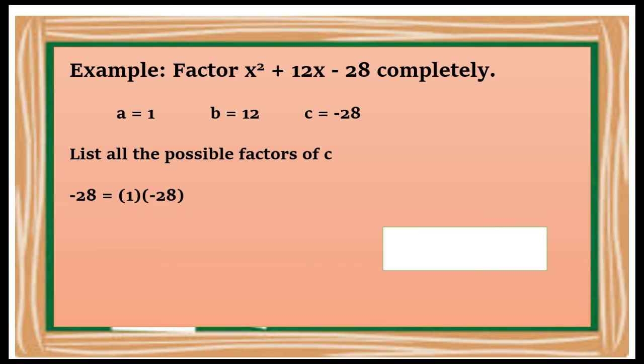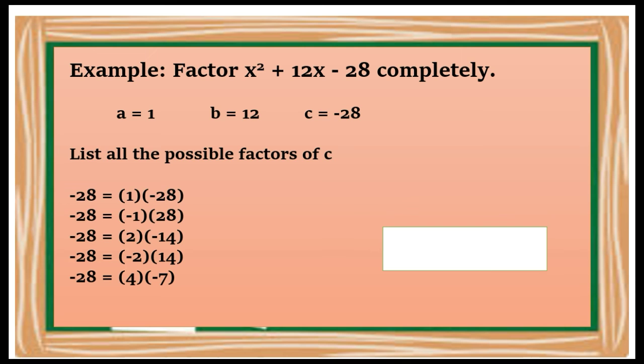And this could be achieved through the product of 1 and negative 28, or the product of negative 1 and 28, or 2 and negative 14, or else negative 2 and 14. You also have the product of 4 and negative 7, and lastly negative 4 and positive 7. So these are the factors of c.